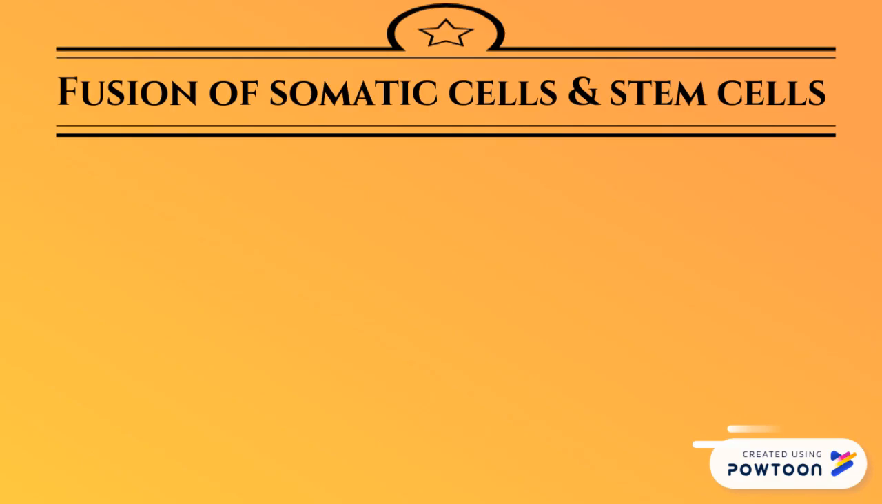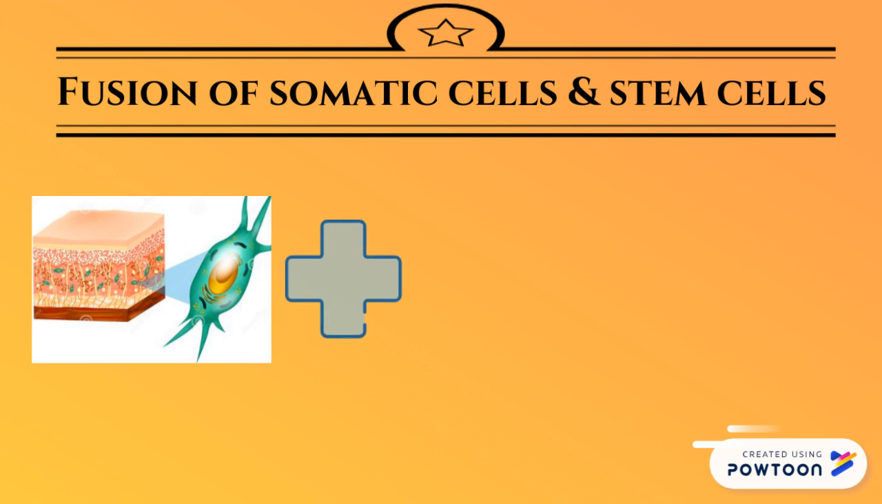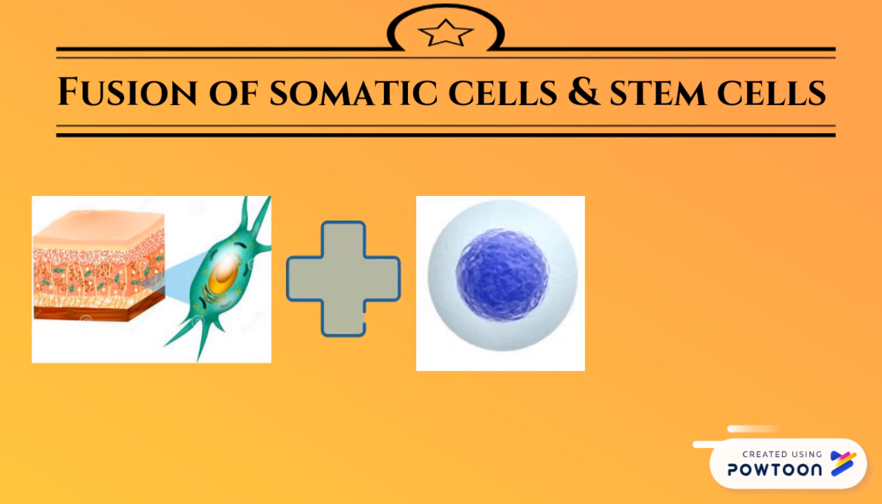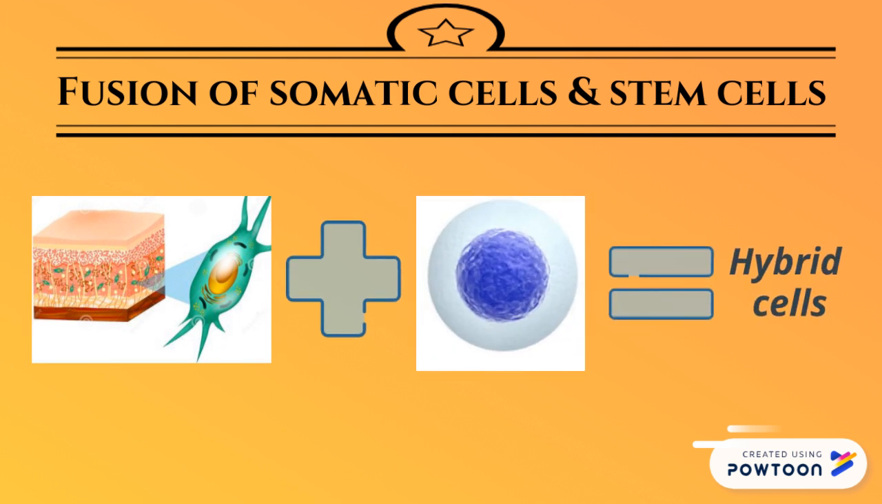The second approach in nuclear reprogramming is the fusion of somatic cells and stem cells. In this scenario, a fibroblast cell is fused with a human embryonic stem cell to produce hybrid cells which display similar properties to human embryonic stem cells.